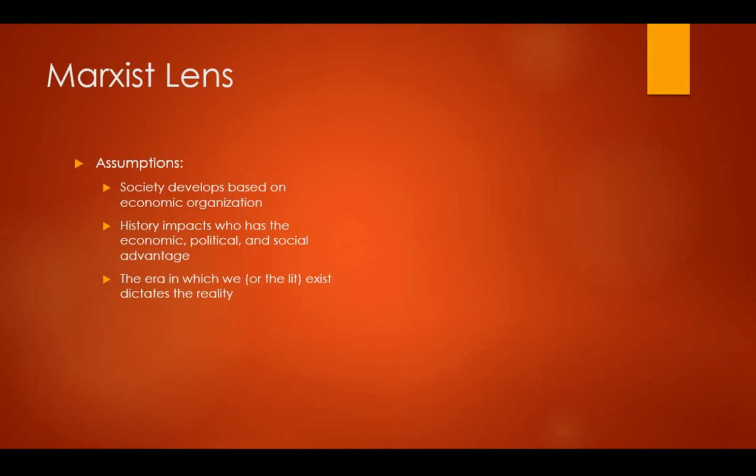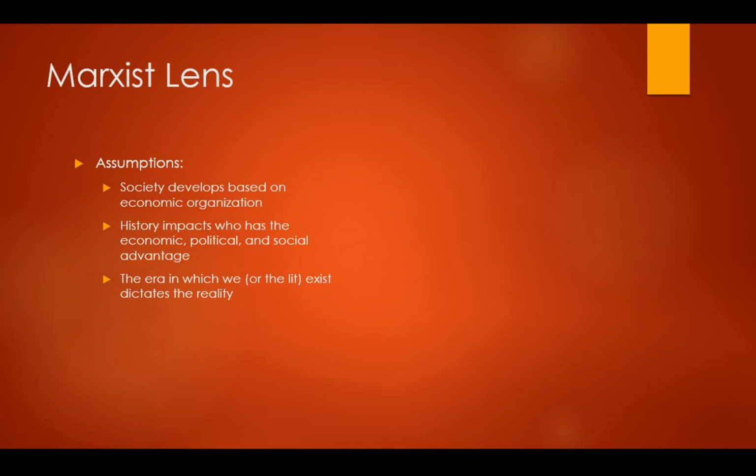Marx would say that our society develops based on the people at the top getting what they want because they are at the top, and the people at the bottom have to simply accept what they get because they don't have the resources to say otherwise. And the second assumption is that history impacts who has all of these advantages, whether they be economic, political, or social. Whoever is able to write history, or come out on the upper edge of history, has this economic, political, and social advantage.